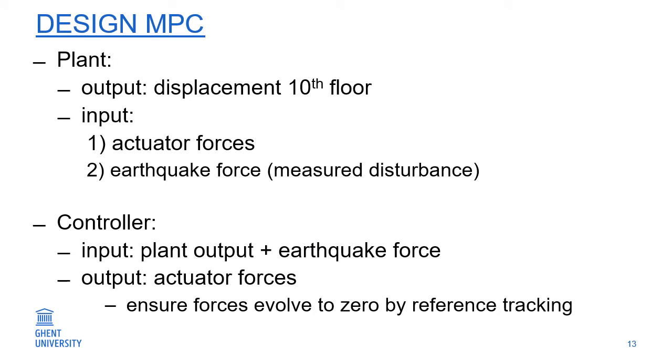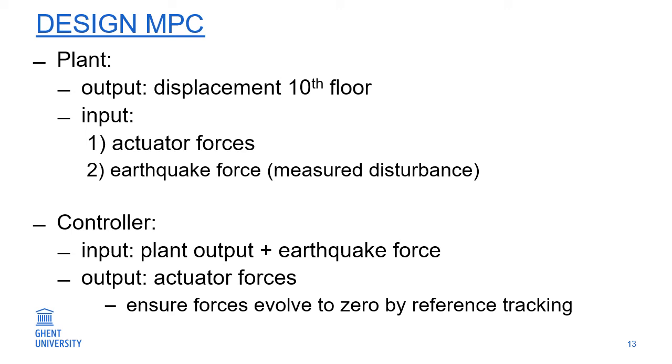Now that the optimal placement of the 3 hybrid vibration control systems is known, a controller can be designed to steer the actuators and then the vibration of the building as such. In order to do so, first an overview of the inputs and outputs of the plant and controller is given. The output we want to minimize by reference tracking is the displacement of the 10th floor. The displacement is influenced by the generated actuator forces on the one hand and the earthquake forces on the other hand, which are modeled as a measured disturbance.